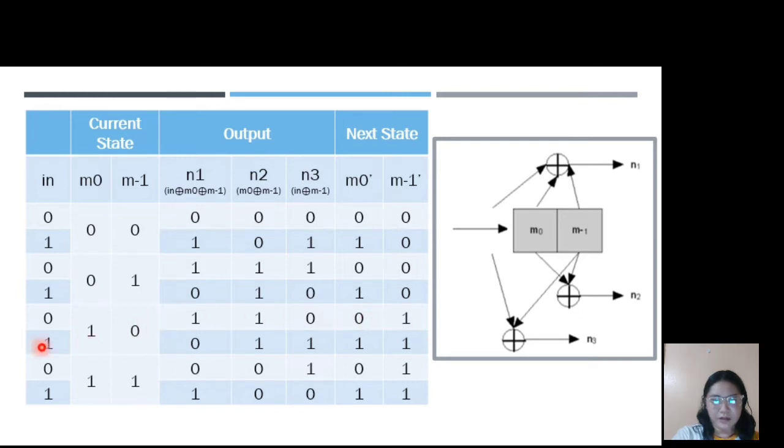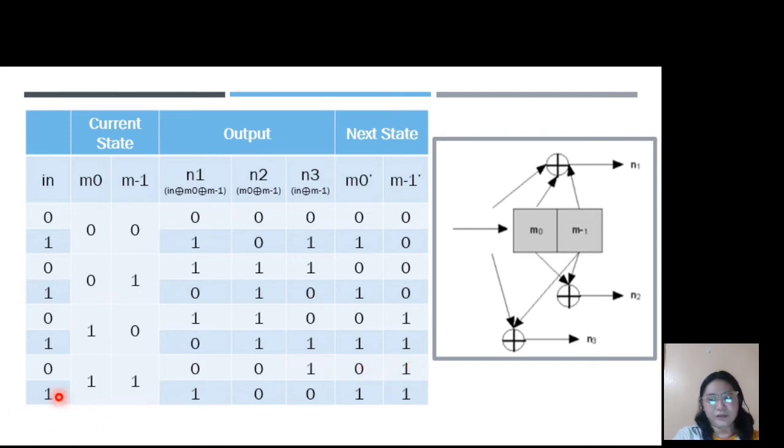For an input of 1, and the current state of M0 being 1, and M negative 1 being 0, the output for N1 will be 0. For N2 it will be 1, and also 1 for N3. And for the next state, both M0 and M negative 1 will be 1. For an input of 0, and the current state of both M0 and M negative 1 being 1, the output of N1 and N2 will be 0, N3 will be 1. For the next state, M0 will be 0, and M negative 1 will be 1.